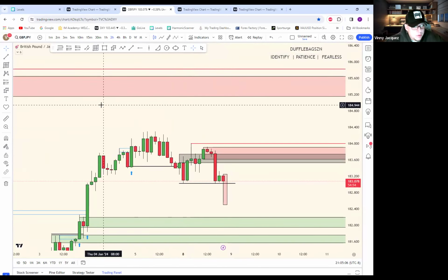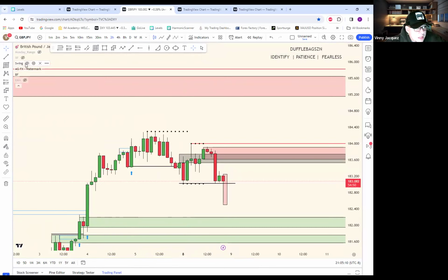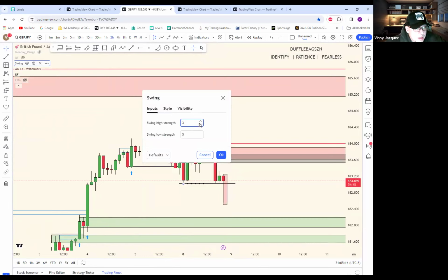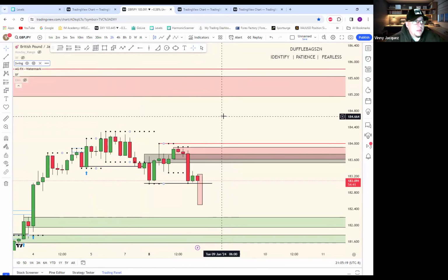Shoulder. Boom. Let's see if I bust out the swing highs and lows. Are these updated? Oh, that's why. I'm like, bro. All right, bet.